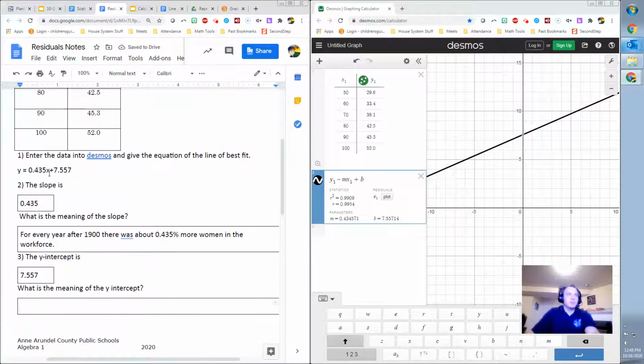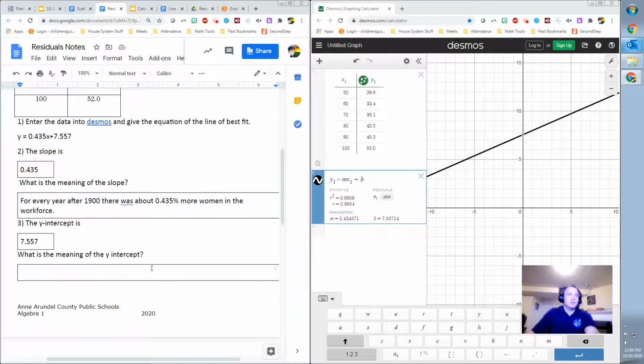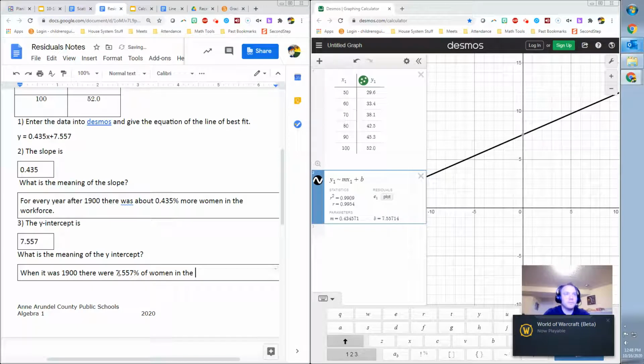What's the meaning of the y-intercept? So the y-intercept is when x is 0. So when x was 0, or when it was 1900, there were 7.557% of women in the workforce.